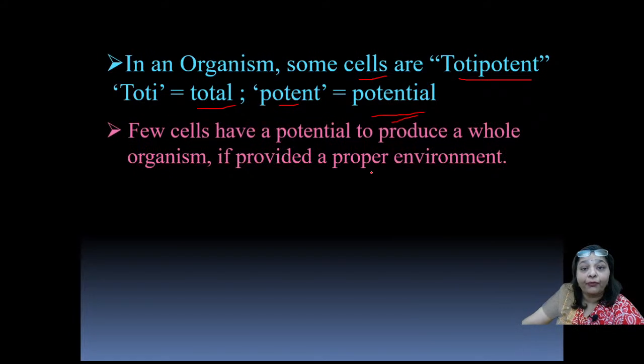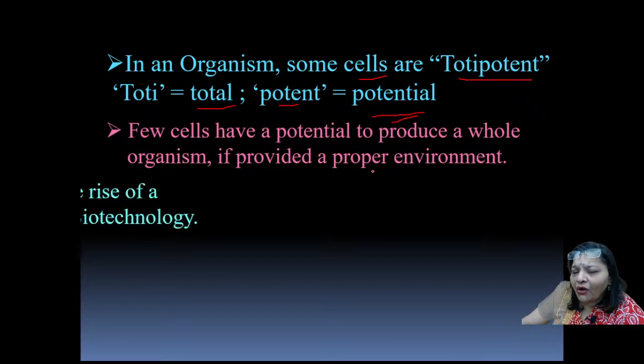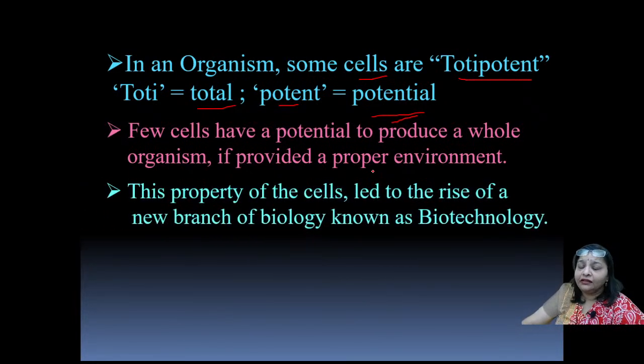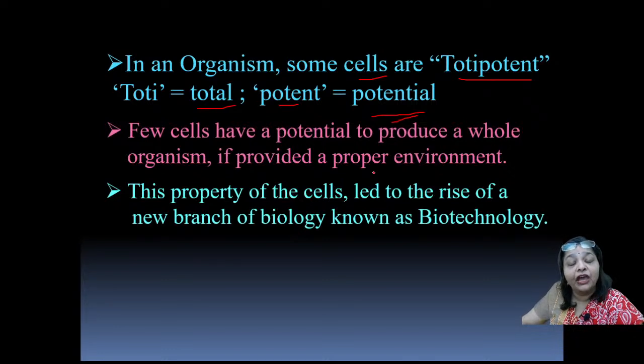Few cells have a potential to produce a whole organism if provided a proper environment. But how can it produce? The property of the cells that can help produce the whole organism actually undergoes a long process that has led to the rise of a new branch of biology called biotechnology.